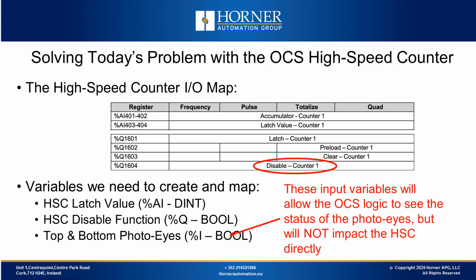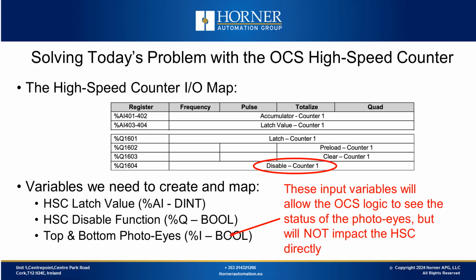Our latch value is where our resultant elapsed time, measured in 10 MHz increments, will be stored. We will create a variable for this as a double integer that we map to AI403. We will also create a variable for the high-speed counter disable function, which we will map to Q1604. We do not need to assign variables to the latch, preload, or clear queue bits.